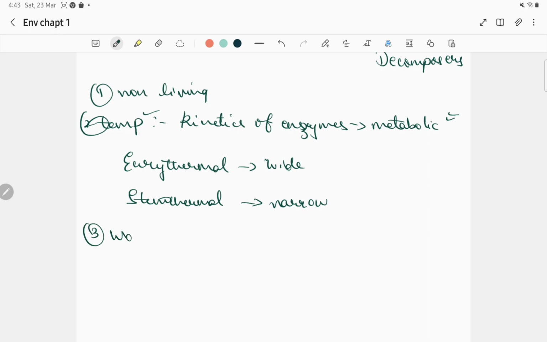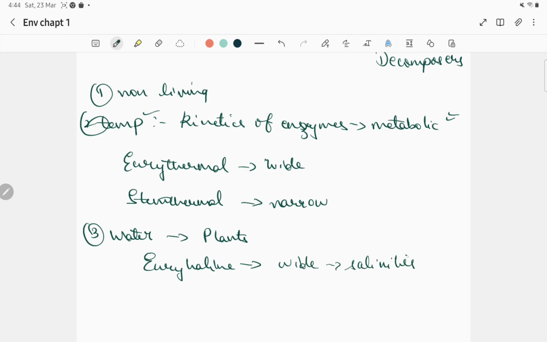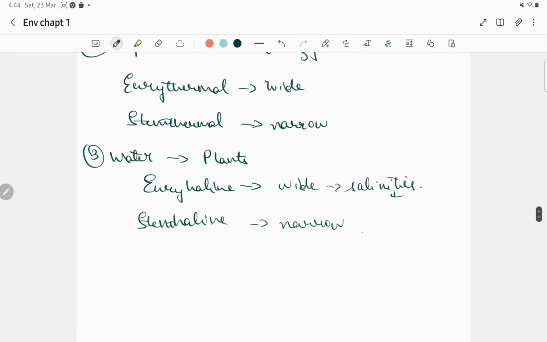Next one is water. Water is very important for plants for photosynthesis. Here we have euryhaline, organisms that can tolerate a wide range of salinities. Salinity means salt. Stenohaline are organisms restricted to a narrow range. We can see this in many freshwater animals as well.